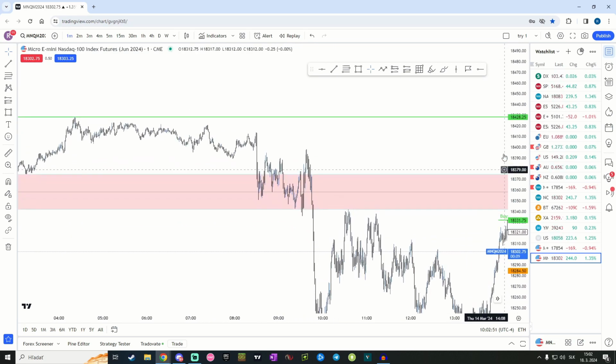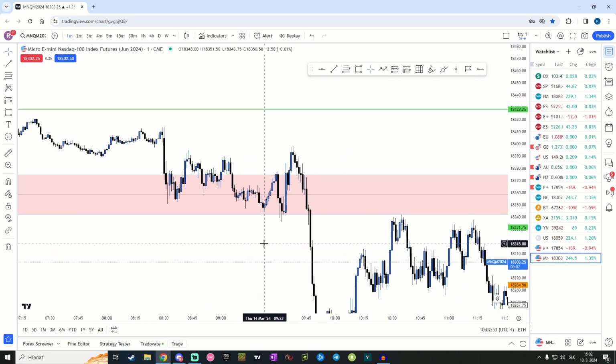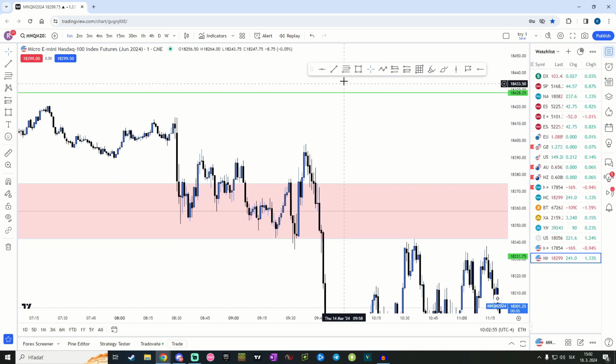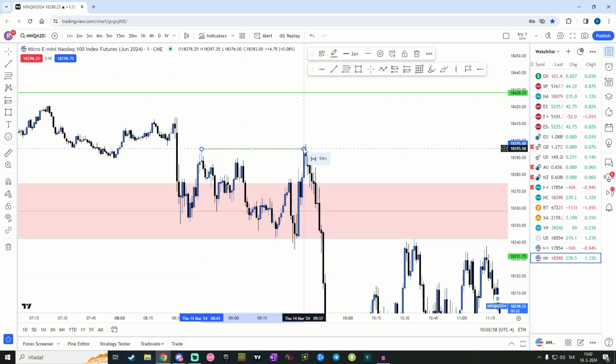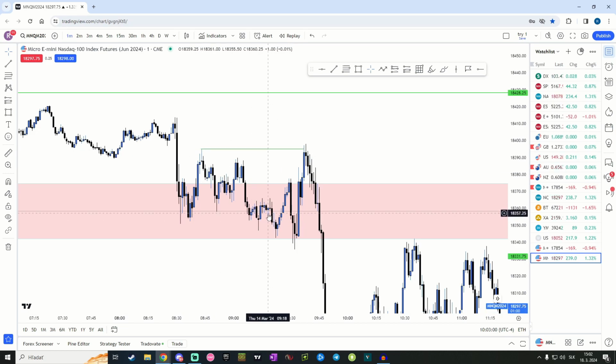So this is the AM session. What I've done was, when I was trading, I was saying that we were somewhere around here at the market open, and I was seeing how it was slowly building down, and I was seeing these highs as a buy side liquidity.